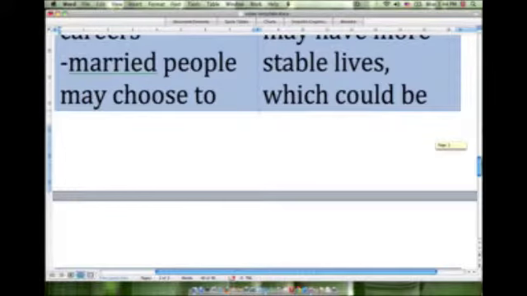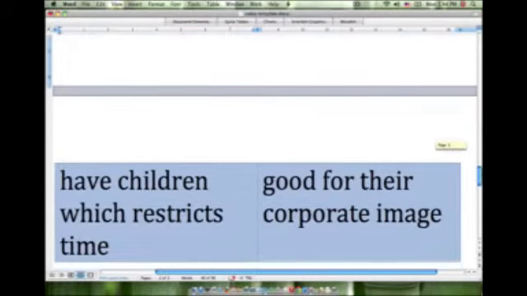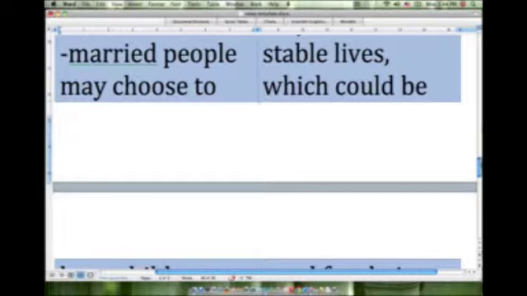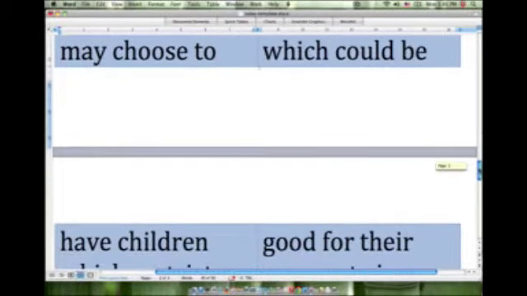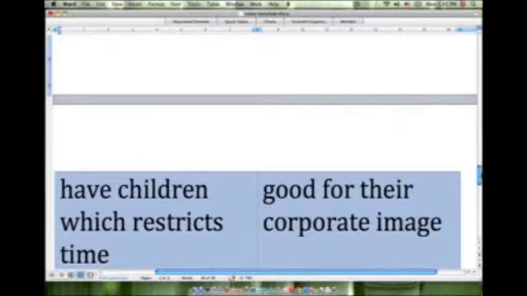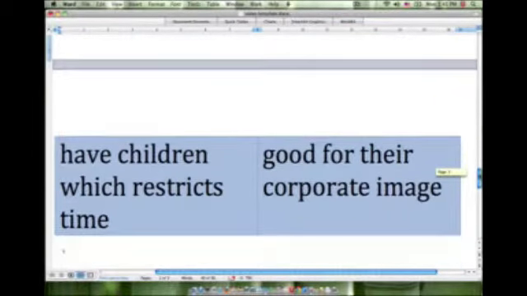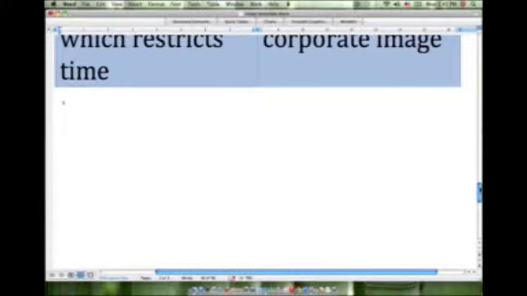Now, for the second point, married people may choose to have children, which restricts time. We might think of an example. So, for myself, maybe some friends that had children, and then found that they had to settle down somewhere. Maybe that they had to create some sort of stable living arrangement for the sake of their children. So these would be the kinds of examples that we would need to include to support these points. Now, let's get started on our essay.